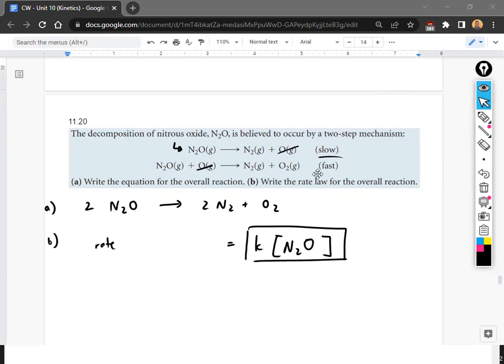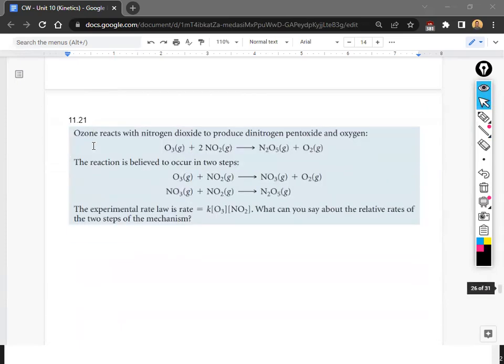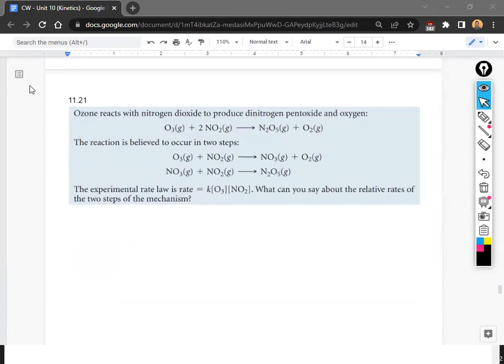All right, so let's try a problem that's a little bit trickier. We're gonna go into this one right here. So we got an overall reaction and you have the 2 steps. It tells you the experimental rate law. So they did an experiment and found the rate law. I want you guys to describe what that says about the steps.